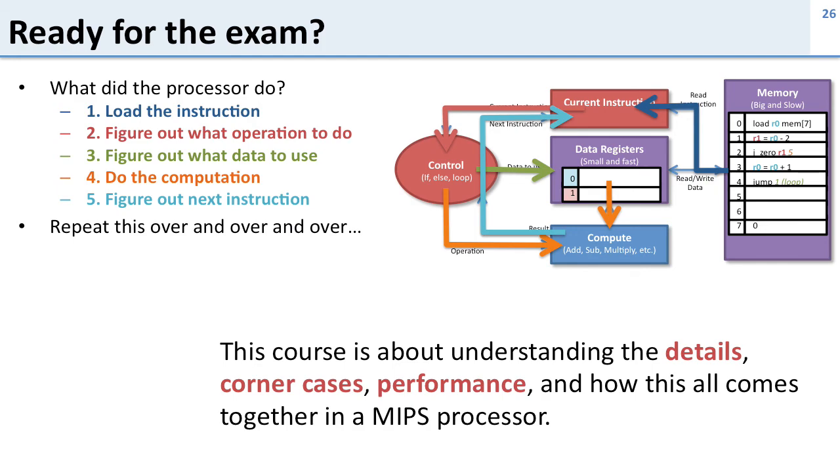So this course is about understanding the details of this, how it's implemented in MIPS, the corner cases, the tricky parts, and particularly the performance. How do you make a processor that works like this run fast?